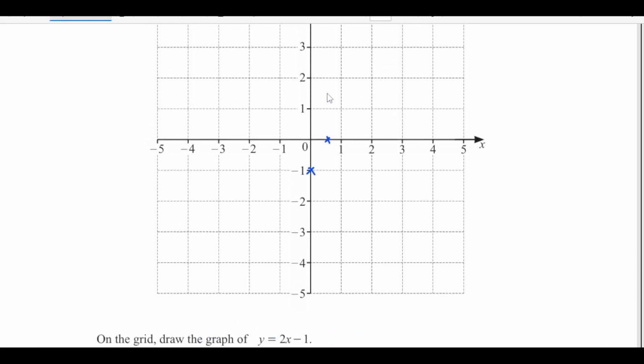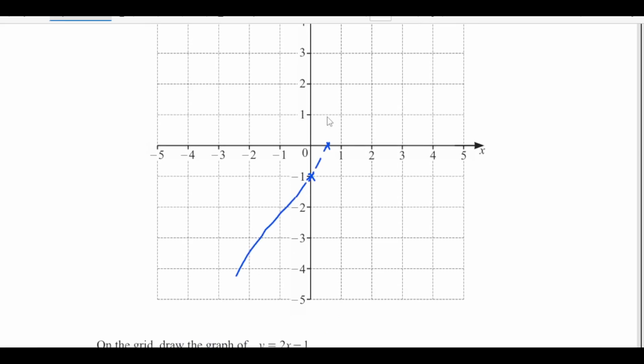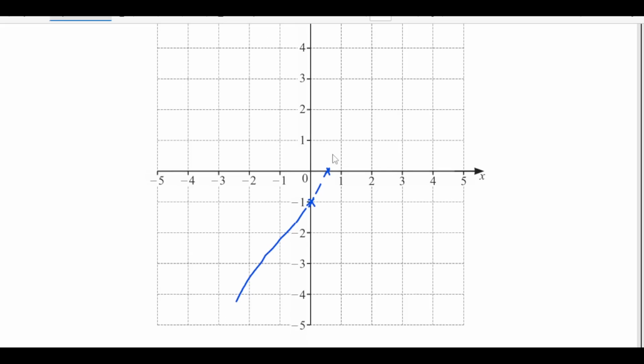So just draw a line that joins these points. Use your ruler. My line may not pass through the points exactly as it should because I don't have a ruler here. Like this. Okay.